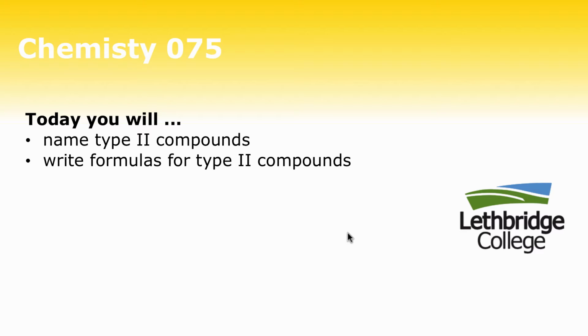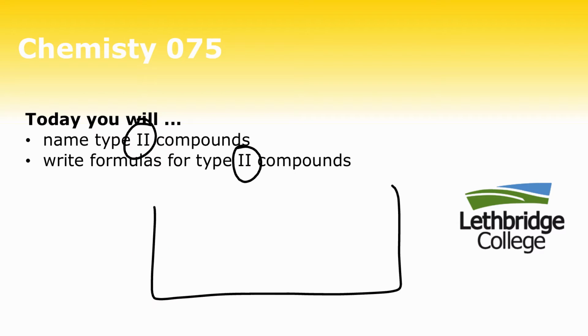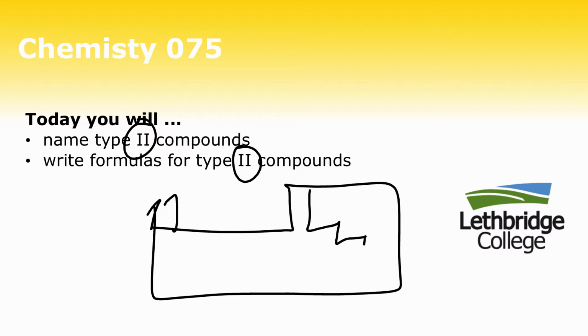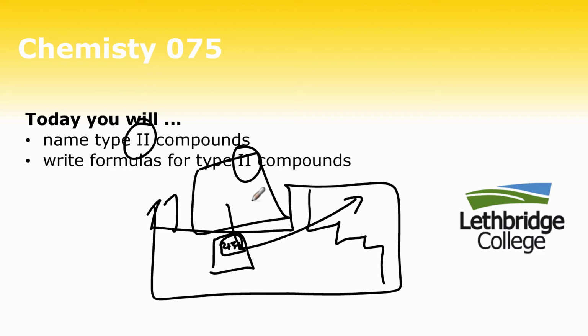In this video, we are going to be looking at naming and writing the formulas for type 2 compounds. And as you recall, if you have a periodic table, and here's our staircase over here, type 2 compounds were ones where I had an element that had two charges, and then that was hooked up with either a nonmetal or it could be hooked up with one of those polyatomic ions. Okay, so those are the ones we're looking at.